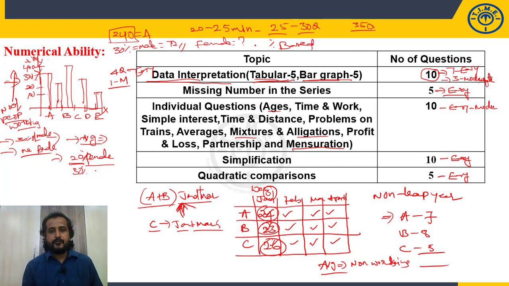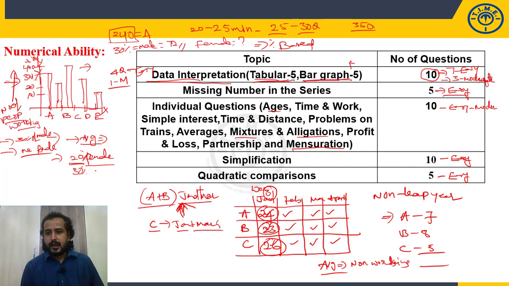There are a few questions which are percentage based, like this. What percentage of females working in company A is more than the number of female people working in company B? Or this kind of question: A and B together is how much more than B and C together with respect to male people? What is the ratio of the number of male people to female people working in all the companies? This kind of question is asked in this bar graph.